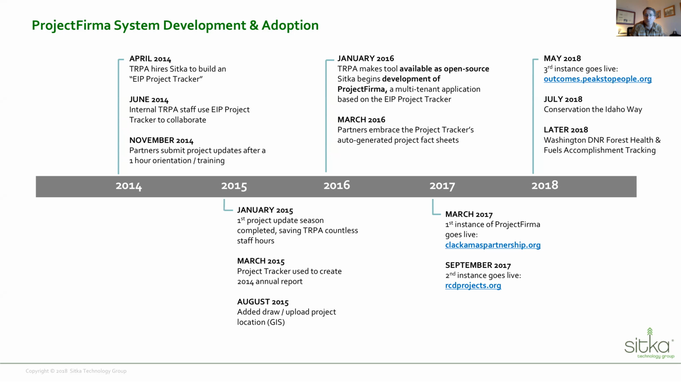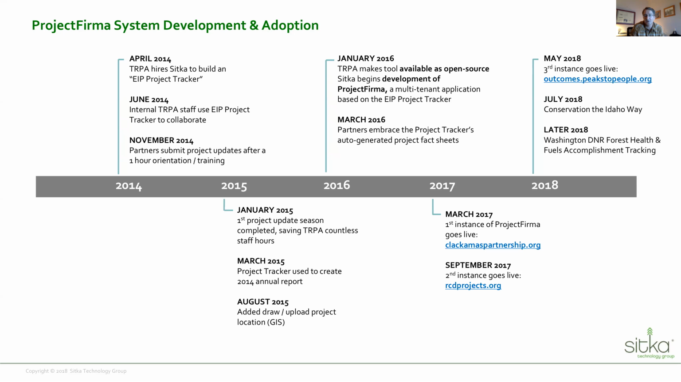So the first priority was to streamline the process for their partners to provide annual updates on their projects. So instead of sending out the spreadsheet template and asking folks to fill it out and send it back in, and then going through the process of normalizing and compiling all that data, they asked us to figure out a way to do it online that people actually enjoyed using and would use.